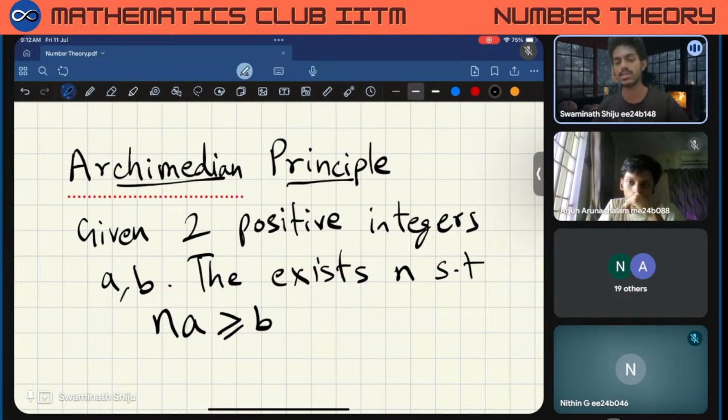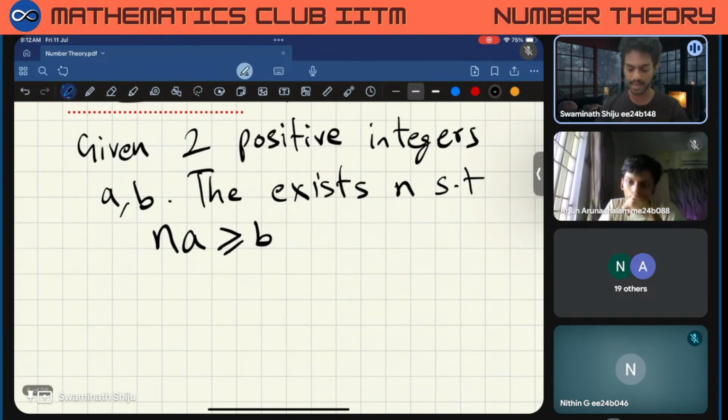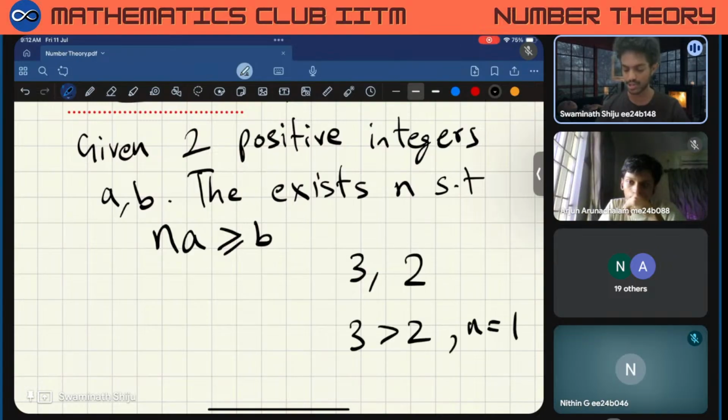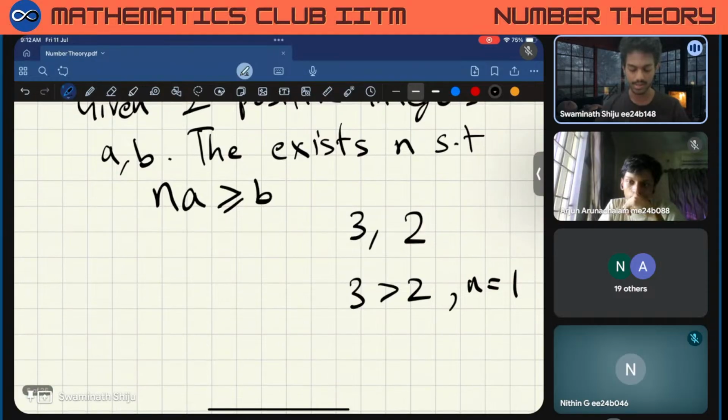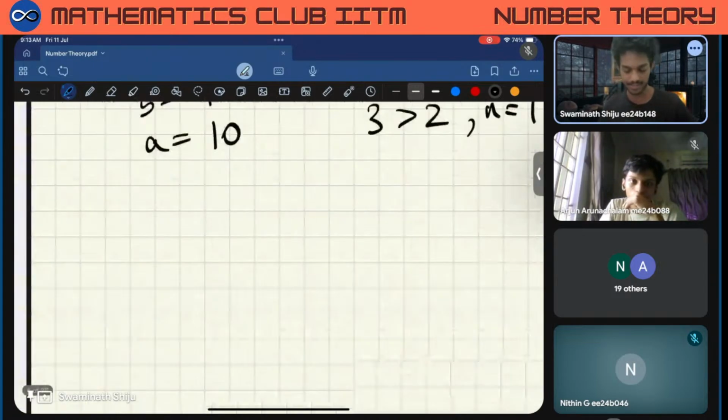Okay, so before we start the proof, let's think about what this means. Say I picked 3 and 2. 3 is obviously greater than 2. We can just do it with n equals 1. That's true. Now imagine I gave you b as 1,000 and a as 10. What this says is if you add a to itself enough times, it'll be bigger than any possible number, because we can take b arbitrarily, right? So how do we prove this?